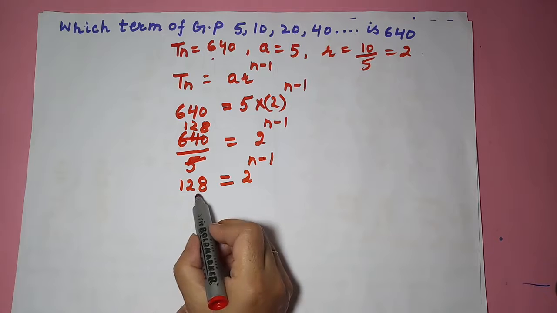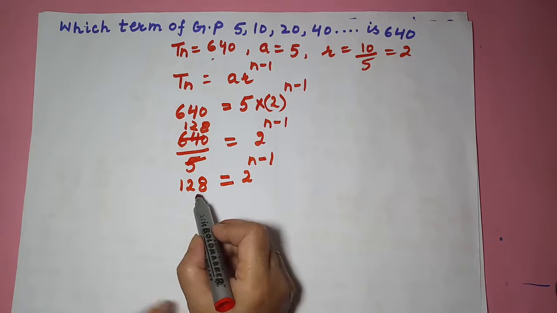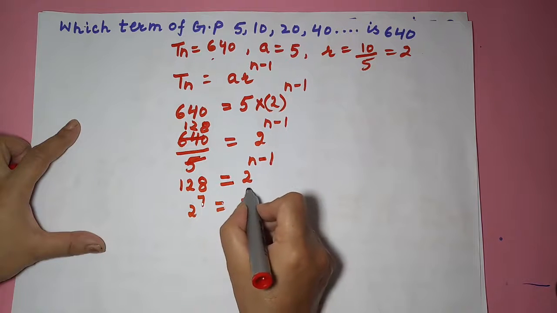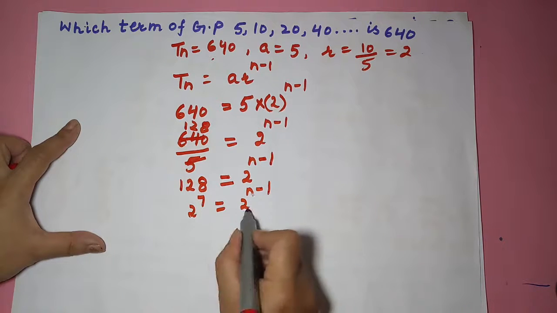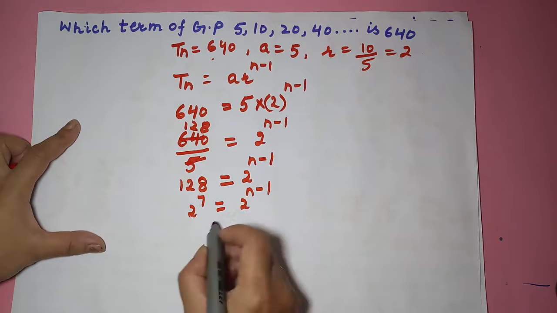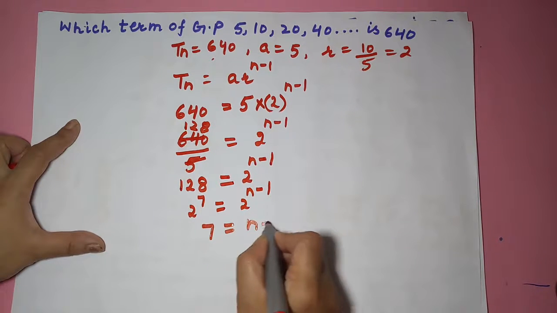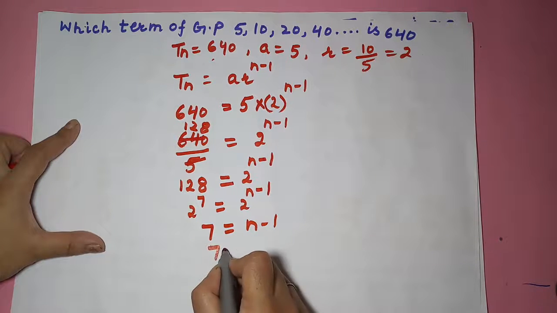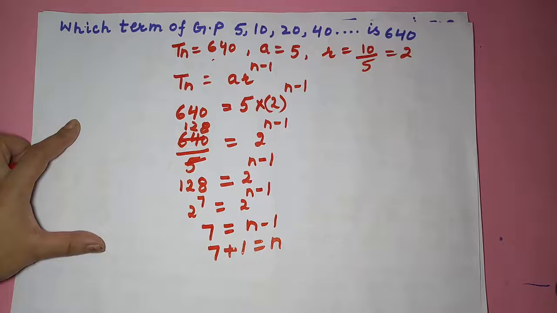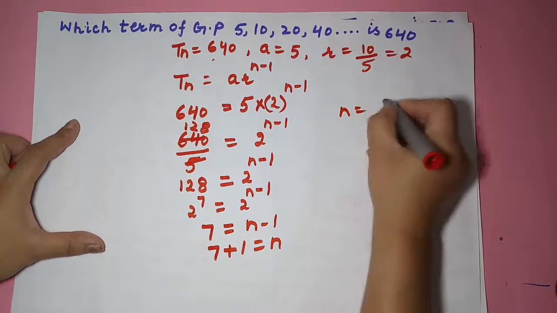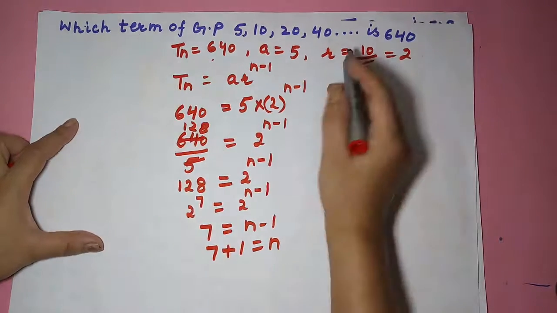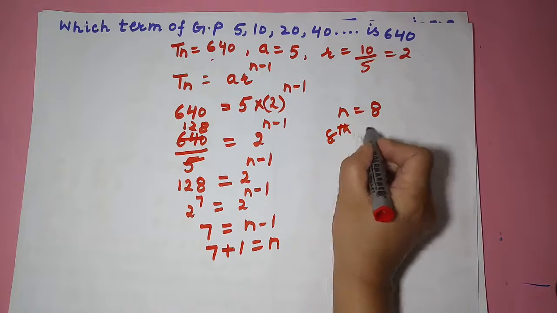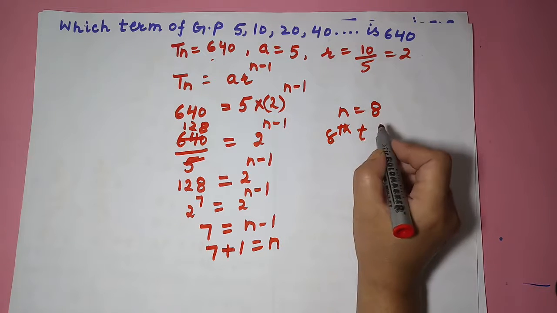Now can I convert this in terms of 2? Yes. So this will be 2 raised to 7 equal to 2 raised to n minus 1. When bases are same, you can compare the powers. So 7 is equal to n minus 1. Shift this n to this side, 1 to this side, you will get 7 plus 1 equal to n. So your n is equal to 8. So which term of GP is 640? You can say that 8th term of this GP is 640.